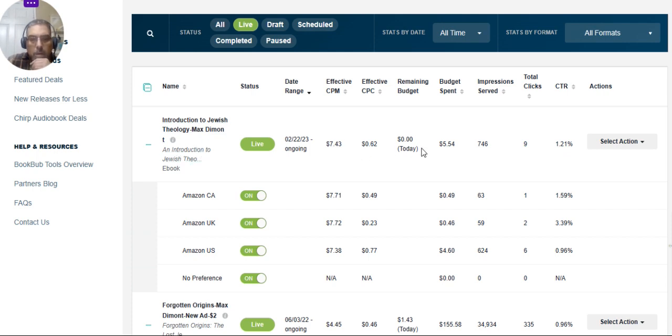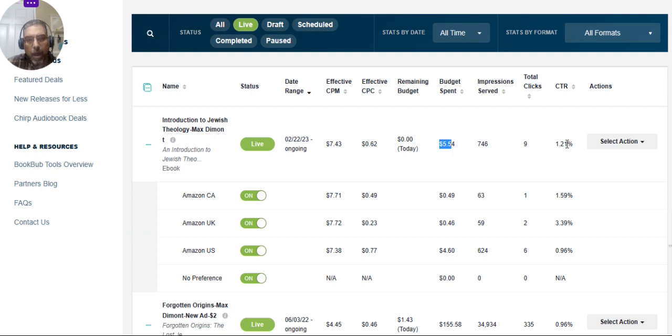Now you can see here, if you remember in the previous video, I set the daily budget at $1. Now, most of the time, BookBub will recommend something like $5. I like to do $1 just not to spend too much money. You can see here that I spent a total of $5.54. This is over several days since the 22nd, so it's 5 days, basically $1 a day. And then the click-through rate has been 1.21%, total clicks 9%.